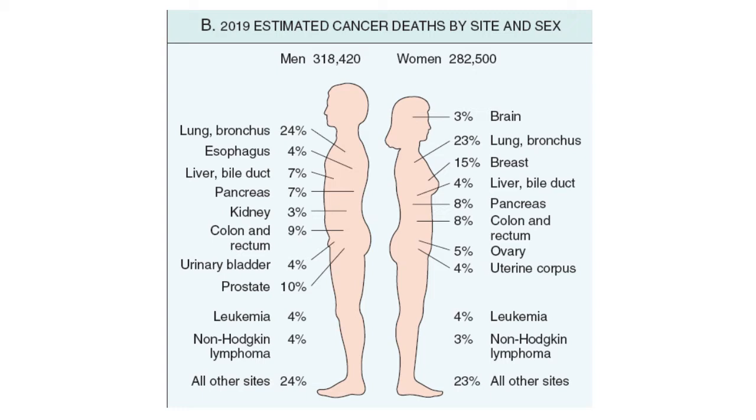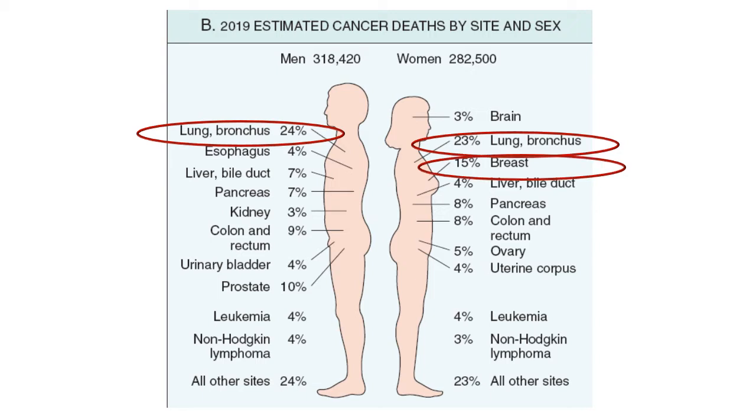This is the estimated cancer death by site and sex in 2019. In the United States, about 318,420 deaths were in men, while in females 282,500 deaths were reported. The major cause of death in men was the tumor from the lung and bronchus, while tumors from the prostate and colon and rectum were second and third. For females, the leading cause of death was also lung and bronchus, the second was breast, and the third was the tumor from the pancreas, colon and rectum. All these four sites account for more than 50% of the tumors in females.